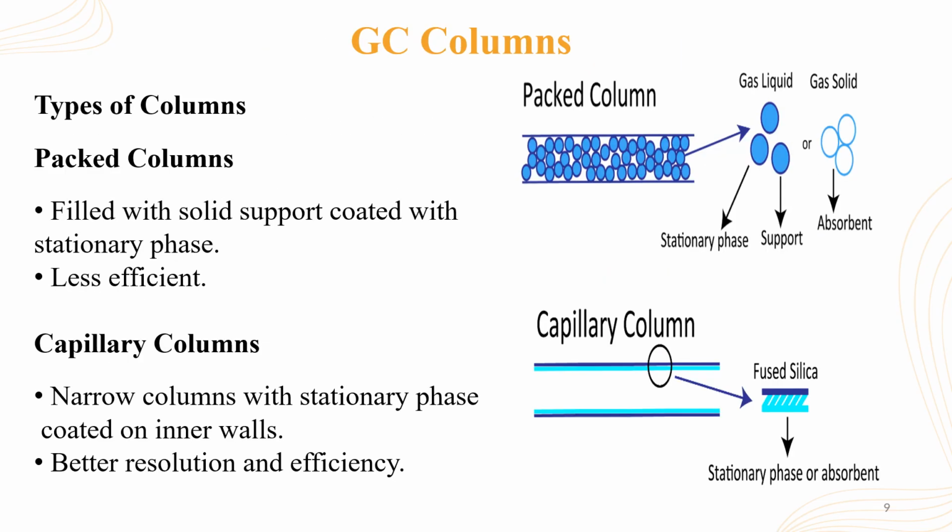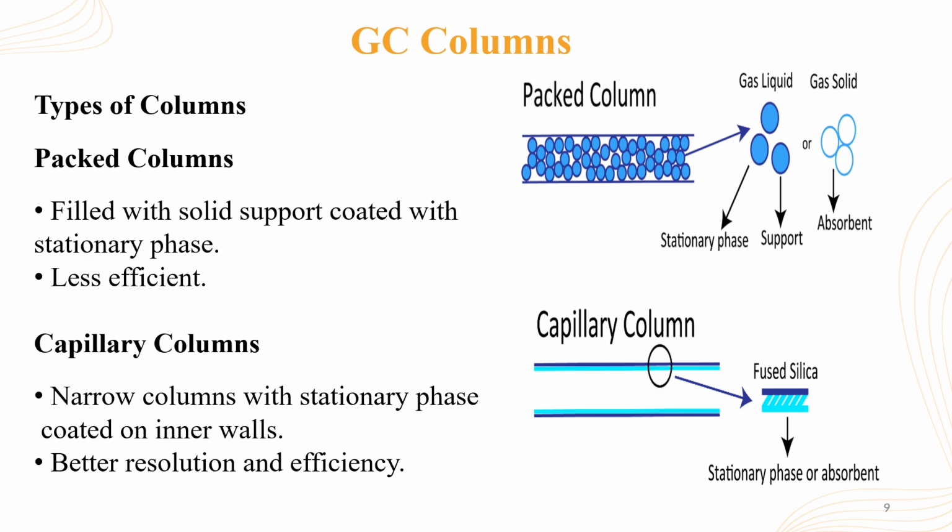The GC column is the most important part because the separation occurs here. There are two types of columns, packed columns and capillary columns. Packed columns contain solid support coated with stationary phase. They are less efficient. Capillary columns are narrow columns with stationary phase coated on the inner wall. They provide better resolution, better efficiency, and faster analysis. This is why capillary columns are more commonly used today.